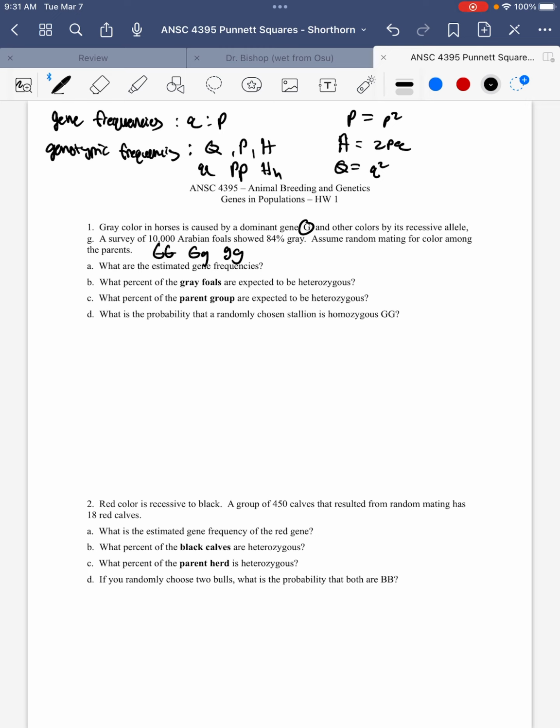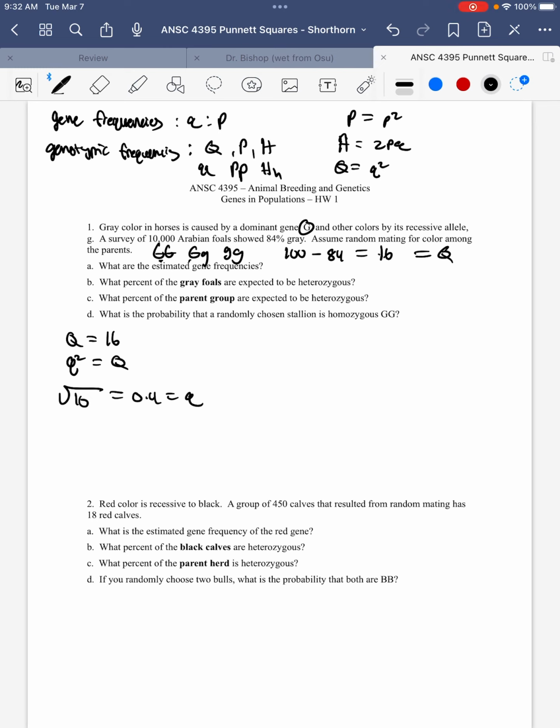So the easiest way to solve this is to start by solving for what's recessive, because for the dominant ones, we don't know if it's going to be big G, big G or big G, little g. So the way we do this is 100 minus 84 is equal to 16, right? And that's our percentage that's recessive, which means that 16% is equal to big Q. Now that we have big Q equals 16%, we can solve for little q. So the square root of 0.16 is equal to 0.4, which is equal to little q.